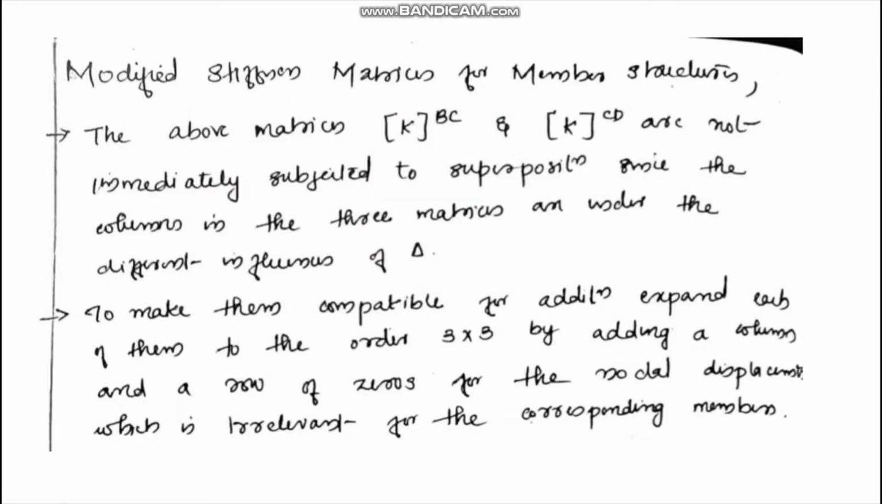Next, we have to find the modified stiffness matrices for member structures. The above matrices, that is KBC and KCD, are not immediately subjected to superposition since the columns in the two matrices are under the different influence of delta. To make them compatible for addition, expand each of them to the order 3 into 3 by adding a column and a row of zeros for the nodal displacement which is irrelevant for the corresponding members.